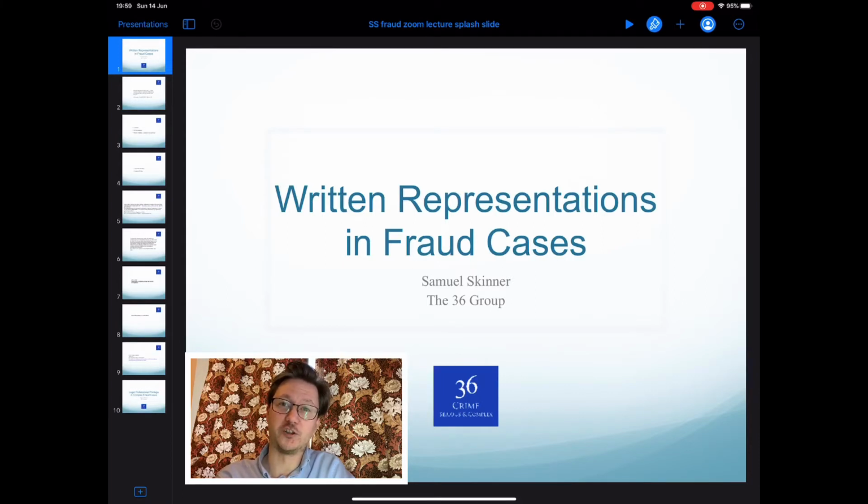Then we'll have a quick look at a set of written representations from my collection that didn't do the job in persuading the CPS to drop the case, and I'll explain the reasons behind that decision. And finally, we'll have a quick look at a set of written representations that did persuade the Crown to drop a VAT fraud case before the indictment was preferred. And you can see how those written representations were set out in an entirely different way to the set that had no effect. So we'll begin by looking at the relevant bit of the law.